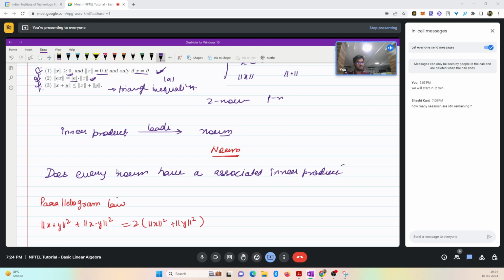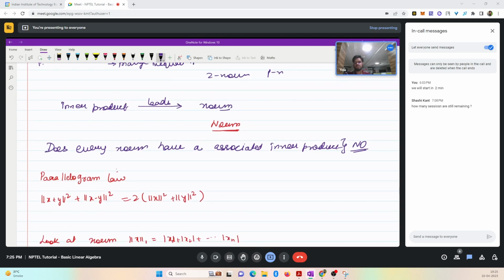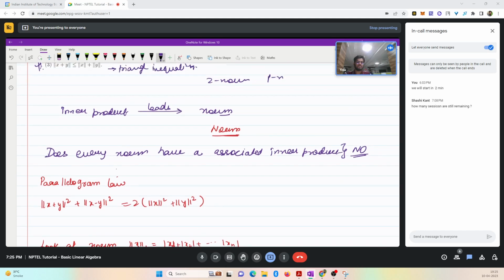So the answer actually is no. You can have many norms that are not induced by an inner product, and we'll try to have a look at some of them. I'll give you one or two examples. Okay. Now, to prove or sort of see that thing, we need something that is called as parallelogram law. Okay.